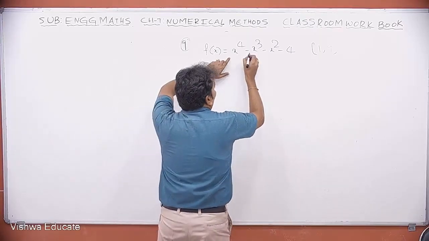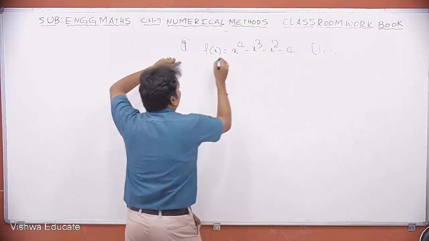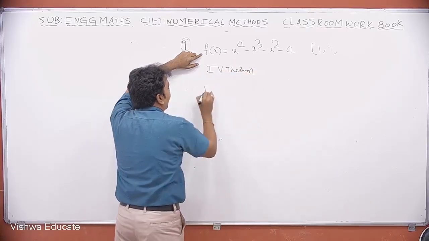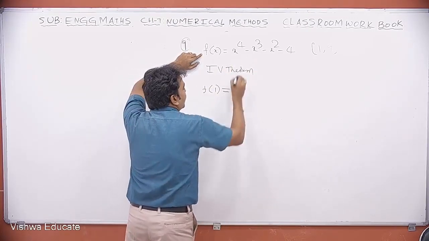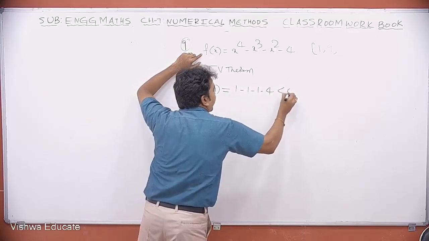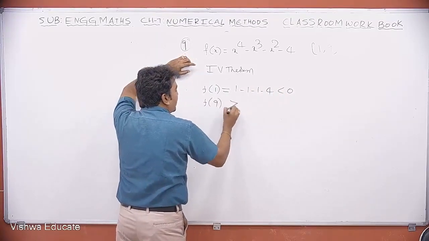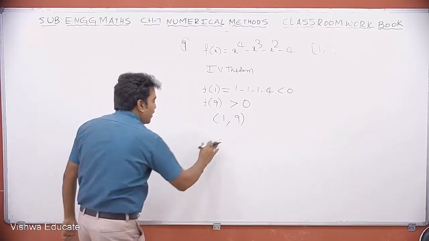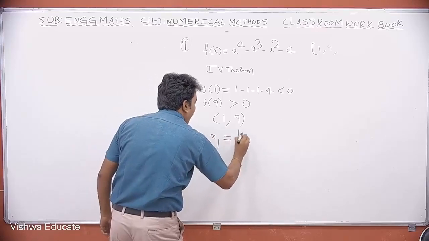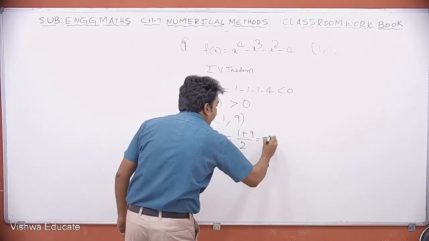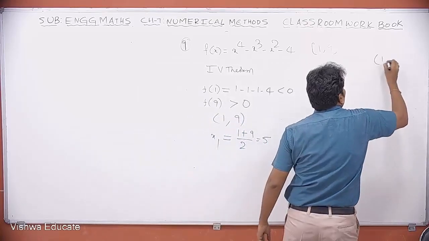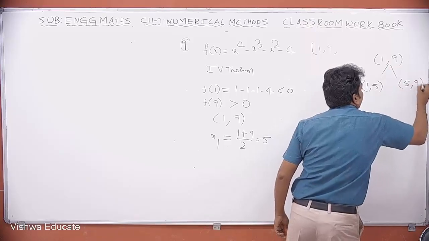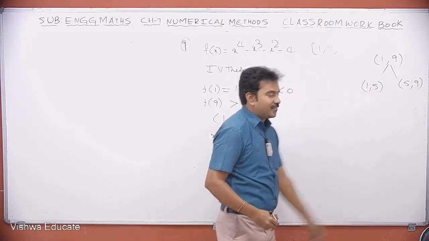This is a polynomial expression, it is continuous in this interval. To apply bisection method, I need to apply intermediate value theorem. So here f of 1 is 1 minus 1 minus 1 minus 4. It is negative. So definitely f of 9 is positive. So the root belongs to open interval 1 comma 9. Therefore the first approximation x1 equal to (1 plus 9) divided by 2, it is 5. So divide this interval into two subintervals at its midpoint: 1 comma 5 or 5 comma 9. So the root may belong to either this or this.